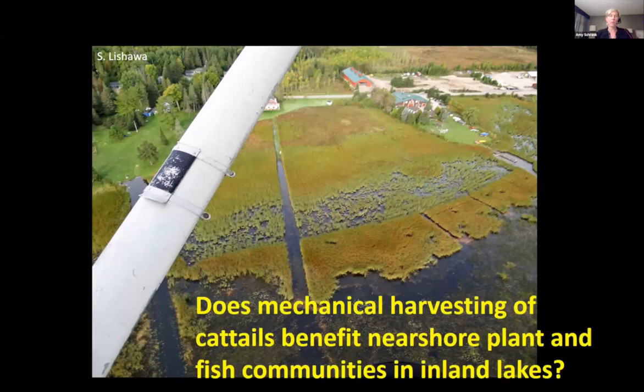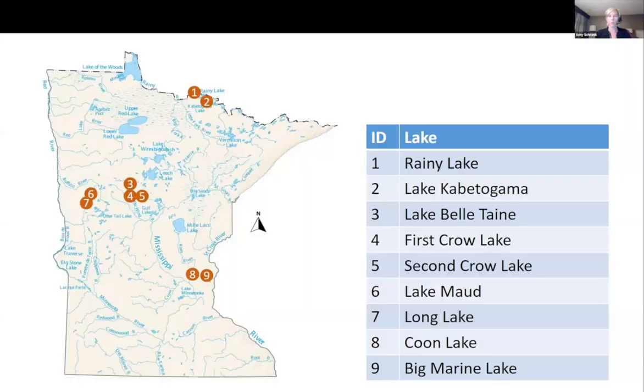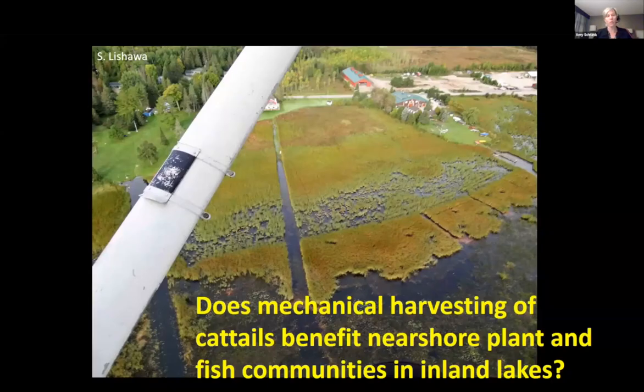And our question really is, does mechanical harvesting of cattails benefit nearshore plant and fish communities in inland lakes? So are the things that we're already doing and that landowners could do on an individual scale, does that provide some restoration benefit? And if so, how? So that's sort of the overall question of our study.